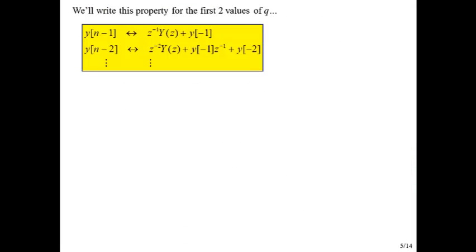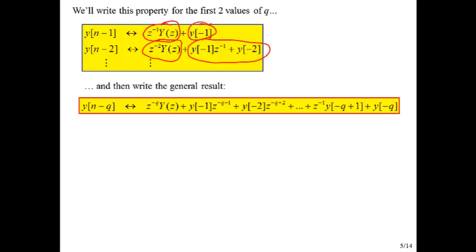Let's just write down the resulting property for the first two values of q, and we'll demonstrate where this comes from in just a little bit. But notice that for each of them we end up with the result that we've seen for the bilateral case and the unilateral case with a causal signal, that you multiply the Z transform result by z to the minus whatever the shift is. But we also see those initial conditions coming into play. And that's how we'll get those initial conditions involved in our solution of our difference equation. We'll see that in just a little bit.